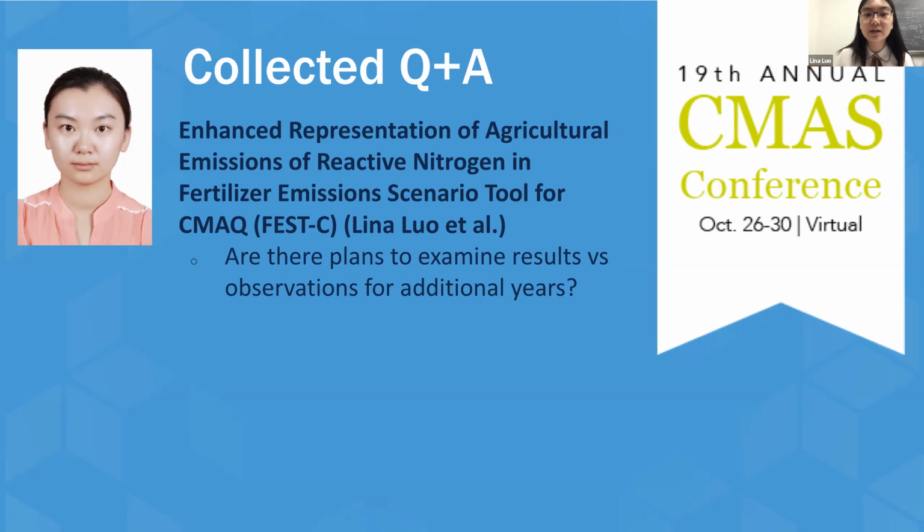For the questions, there are plans to examine results versus observations for additional years. That's a very good question. Currently, we only compare our simulation results with limited observations, and most of them were collected 10 years ago, especially for the NOx emissions. We want to evaluate our simulation results with observations for additional years, especially the same year we simulated. However, there are very limited field observations published and available for our comparison, especially for ammonia and NOx. So we expect more research to be published and help us to evaluate and improve the current nitrogen scheme in FAST-C.